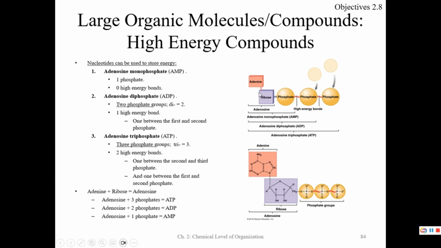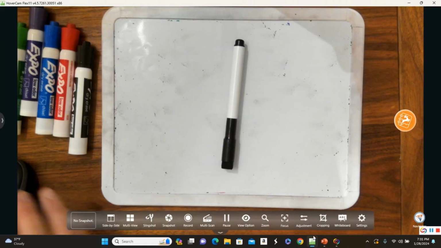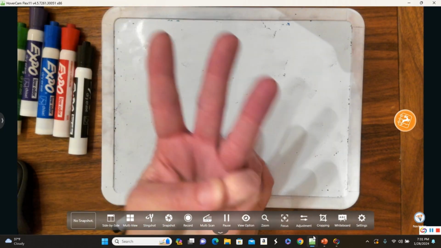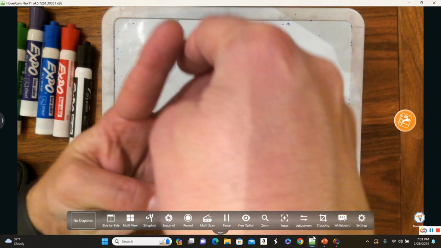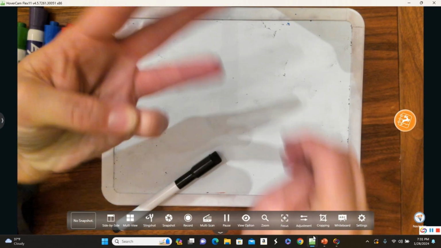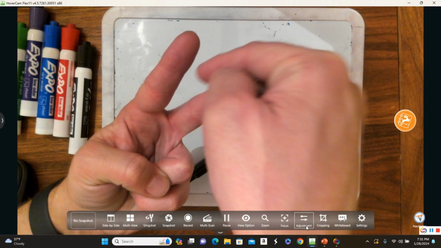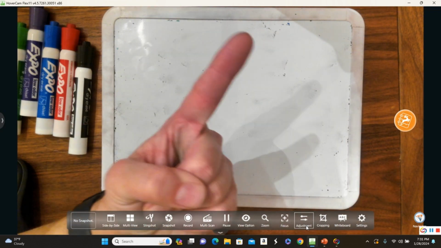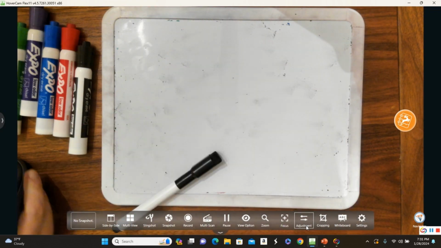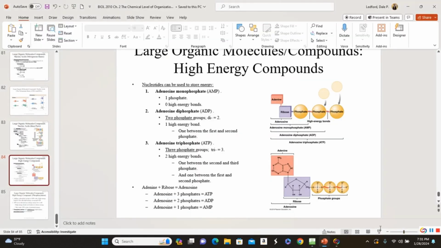With adenosine triphosphate, we have adenosine, which is an adenine and a ribose. An adenine and a ribose make adenosine. Adenosine plus 3 phosphates is ATP. Adenosine plus 2 phosphates is ADP, and adenosine plus 1 phosphate, AMP. Okay. A good way that I give my students to remember this: ATP, there's 3 phosphates and 2 high energy bonds. ADP, there are 2 phosphates and only 1 high energy bond. And AMP, there's 1 phosphate, no high energy bonds.